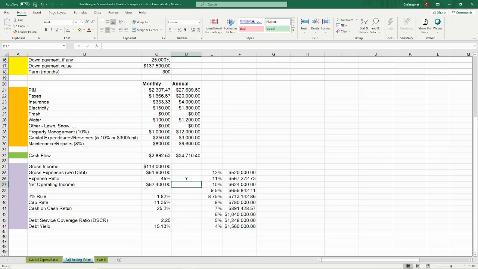How much is the real estate asset worth? Not how much money does it bring in, not cash flow, not expenses. How much is it worth? The net operating income is going to greatly be used for that. So how do you calculate the net operating income? Again, the gross income, $114,000, minus gross expenses, and gross expenses meaning without debt or the mortgage, brings us to $62,400.